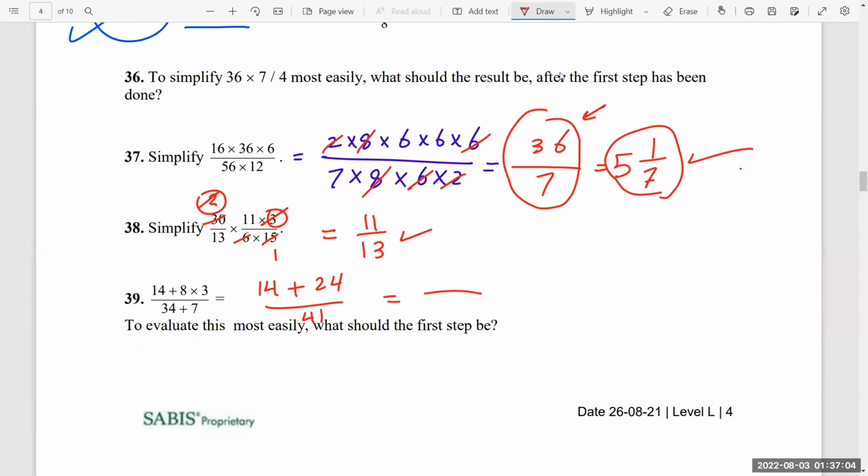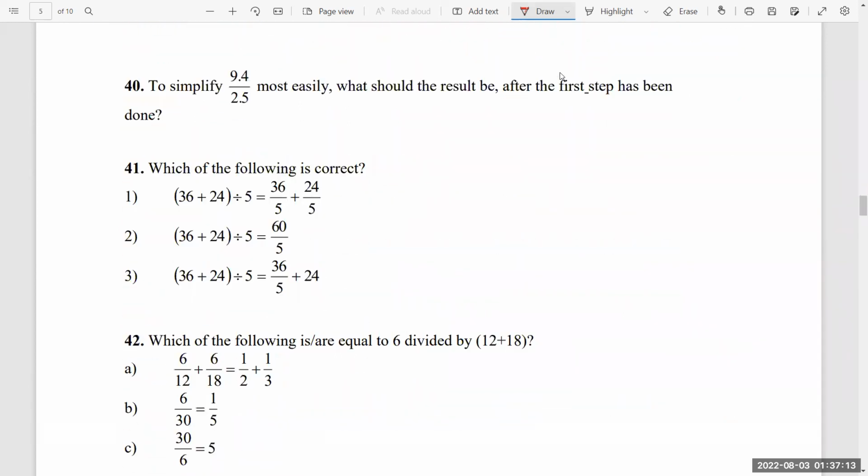So just leave it. 4 plus 4 is 8, and 1 plus 2 is 3. So 3 over 8 over 41, and it's really a proper fraction. No simplification.